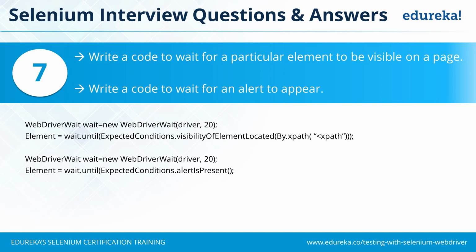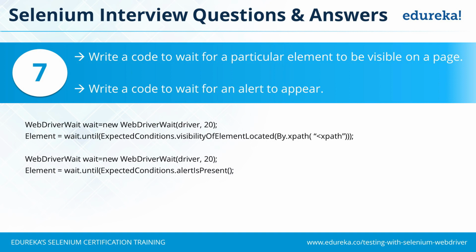You need to define a WebDriver wait first. WebDriver wait is a class for which I'm creating an object, and I declare it for 20 seconds. This WebDriver wait requires the instance of the WebDriver, that is driver, to be passed along with the timeout. So the first parameter is the instance of the WebDriver, that is driver in this case, and 20 is the number of seconds it should wait. The time unit over here is seconds in the WebDriver wait class.